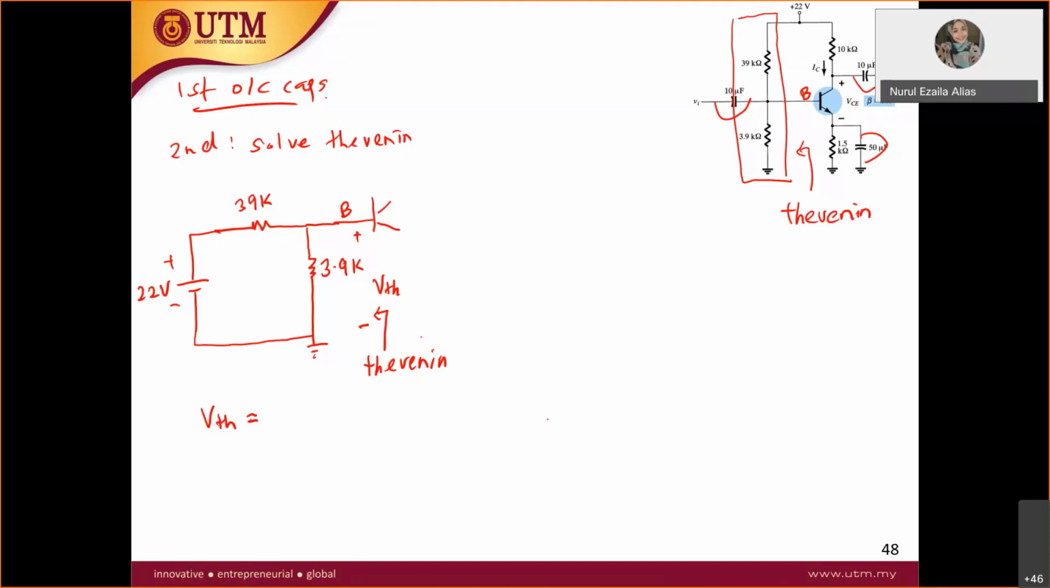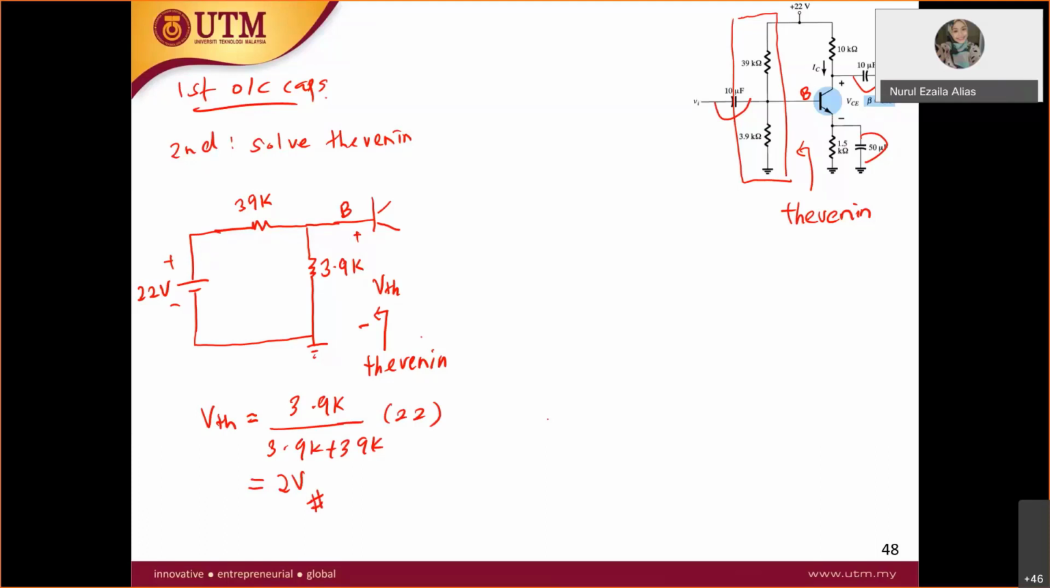3.9K over 3.9K plus 39K, times 22 volt. Thank you, Azmil. So what is the value for V Thevenin? Two volt. All right, 2 volt. Thank you, Wenchuan.